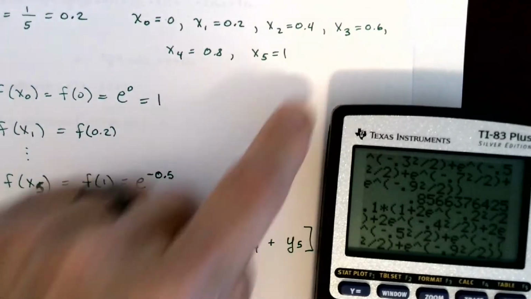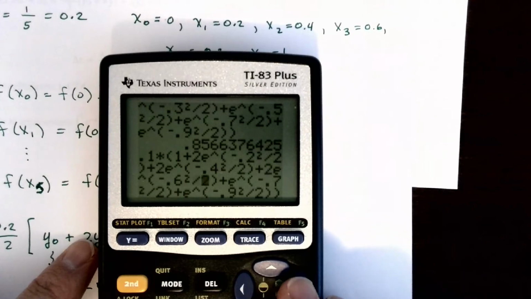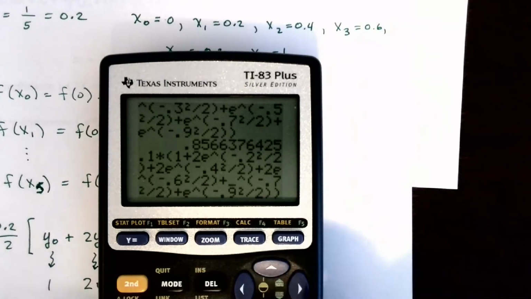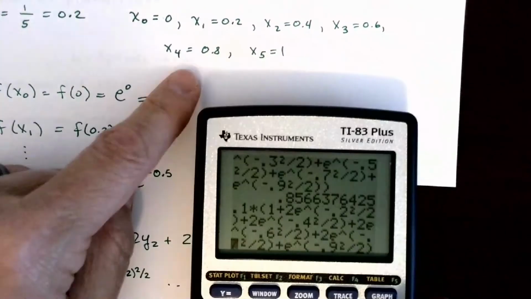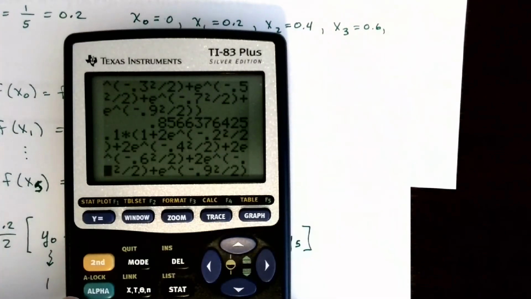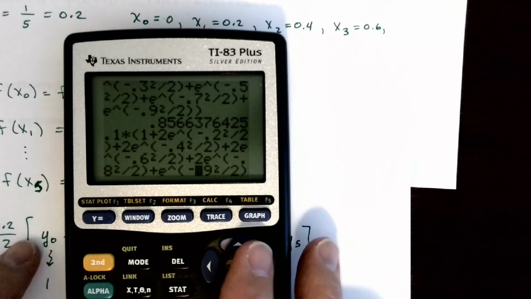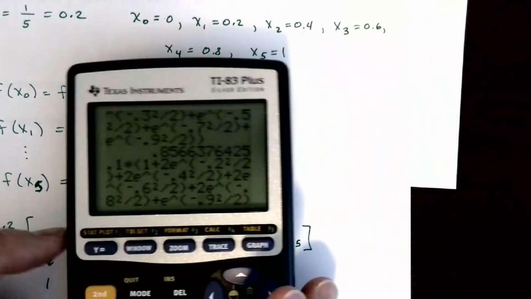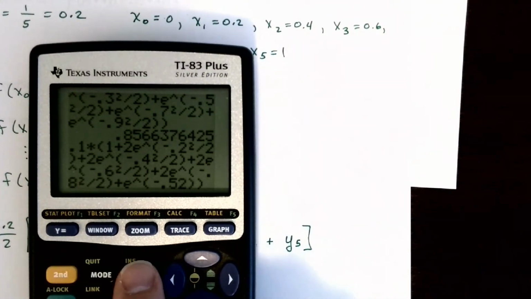Y sub 3, which is 0.6. And then so on. 0.8 for x sub 4. And then the last one is just e to the negative 0.5, and so I'll just enter that negative 0.5 and delete all this. So I went ahead and calculated that.